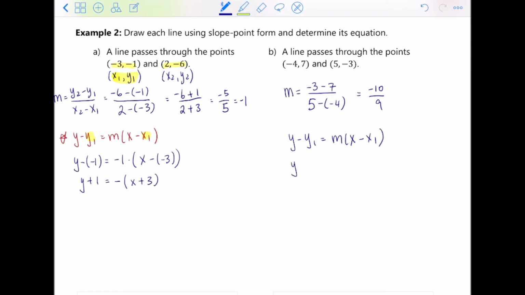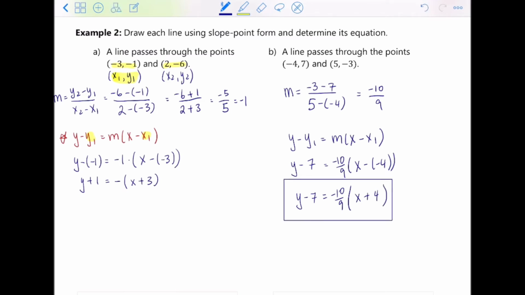So we have y, and minus y1 in this case was 7, equals m, which is negative 10 over 9, times x minus 4. So let's simplify the right-hand side. But make sure you keep the slope separate so you don't expand it, because that's no longer point slope form. Okay, so only simplify the signs within the bracket, like this. This is it.